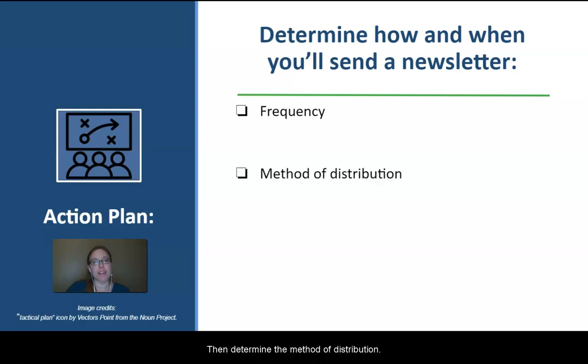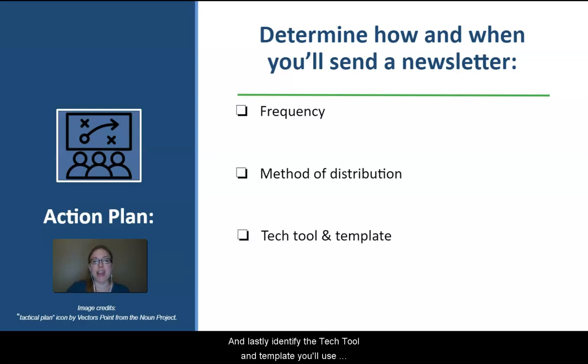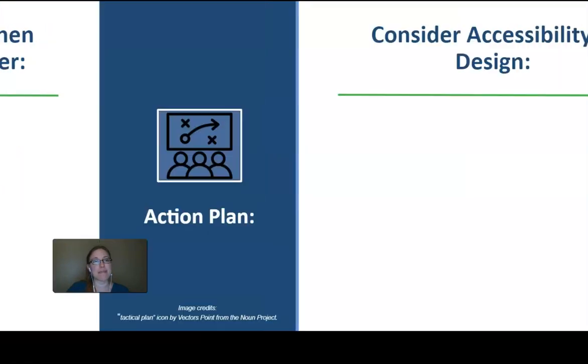Then determine the method of distribution. Aim for the most accessibility with both hard copy and electronic versions. And lastly, identify the tech tool and template you'll use to create your newsletter. What steps do you need to take to get these things in place?